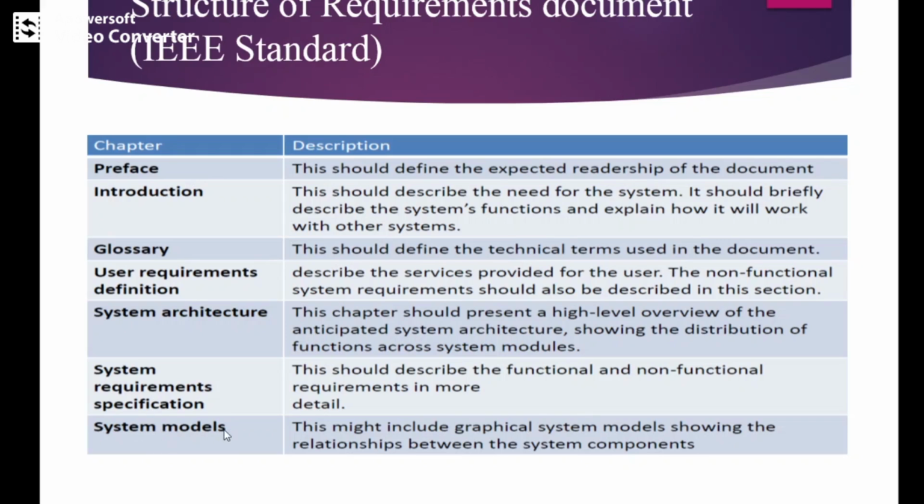Next, system models. So here you have built an architecture for your system. Now next, system models means you have to include all the graphical models. Graphical models, that is, using UML, you have to build the graphical system models.